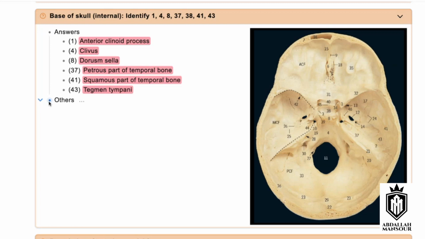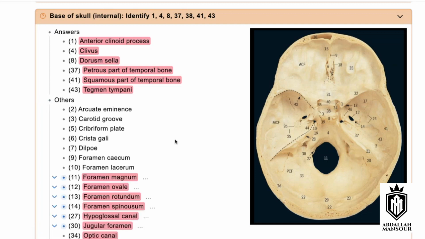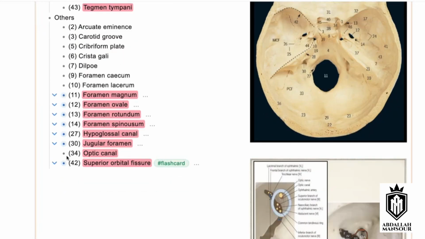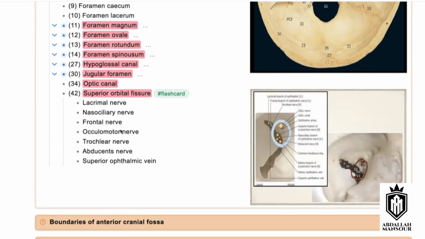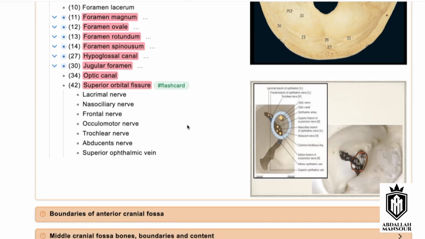Nasociliary, lacrimal, and lacrimal branch of ophthalmic nerve, maxillary nerve, mandibular, oculomotor nerve, trochlear nerve, nasociliary, lacrimal branches of trigeminal nerve, abducens nerve, superior and inferior ophthalmic vein. I can't recollect the third one. No, you got everything. So basically, you want to say the third, fourth, and sixth nerve, and the branches from the fifth nerve: lacrimal, nasociliary, and frontal, and the ophthalmic vein.